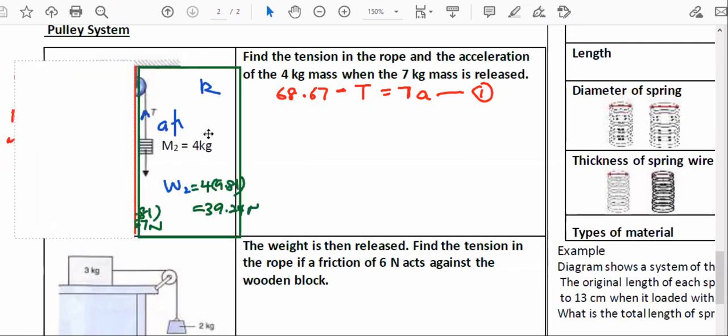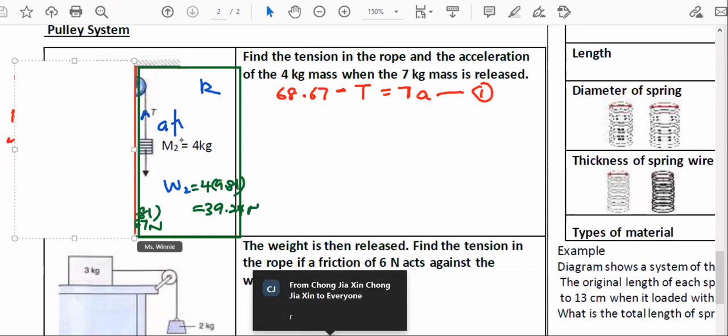So now I shift here. Same idea. Now you look at this system. Is R bigger or is mg bigger? Tell me again. Those of you who know, answer me just now. Your chance to answer. Who is bigger now? R or mg?